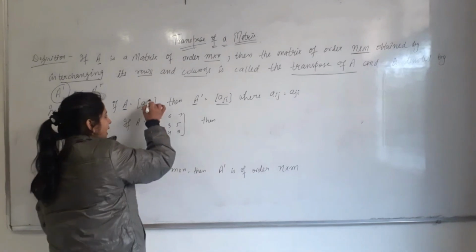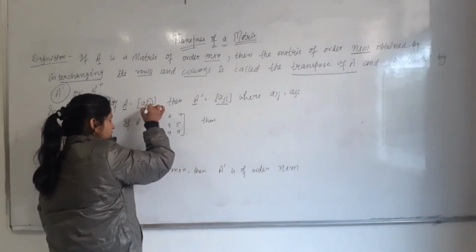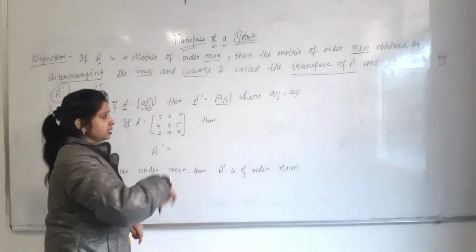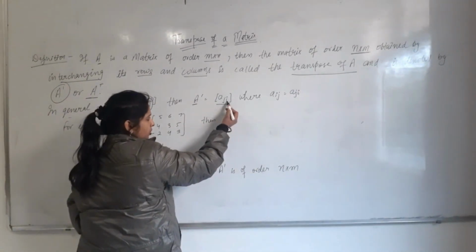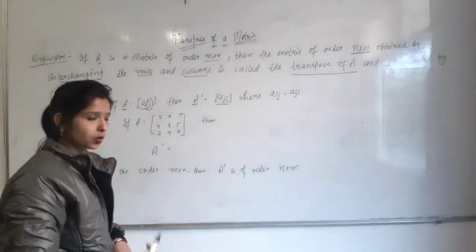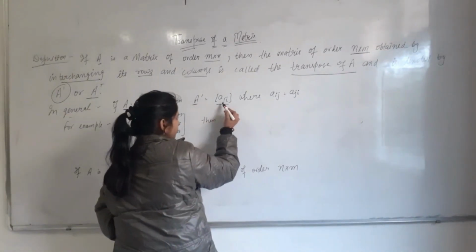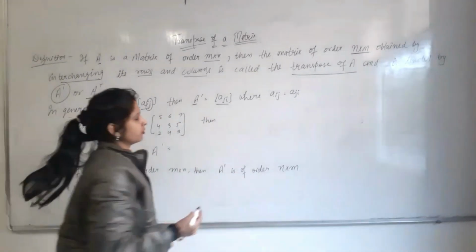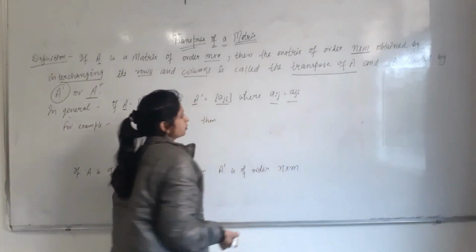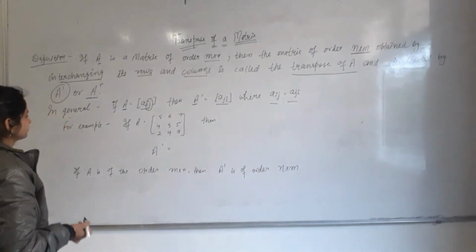Because we have interchanged the rows and columns, i j becomes j i. So we have A dash equal to A j i, where the element a i j of A becomes a j i in A dash.